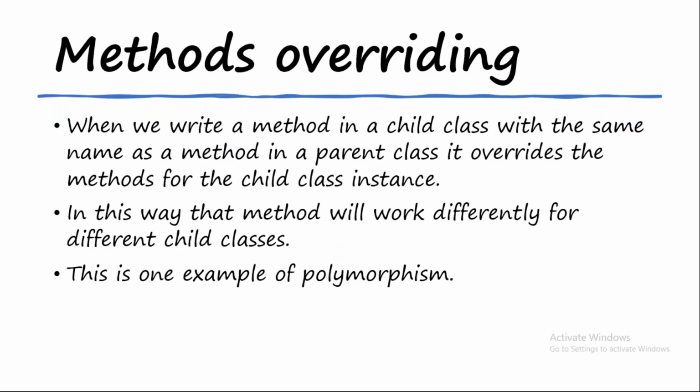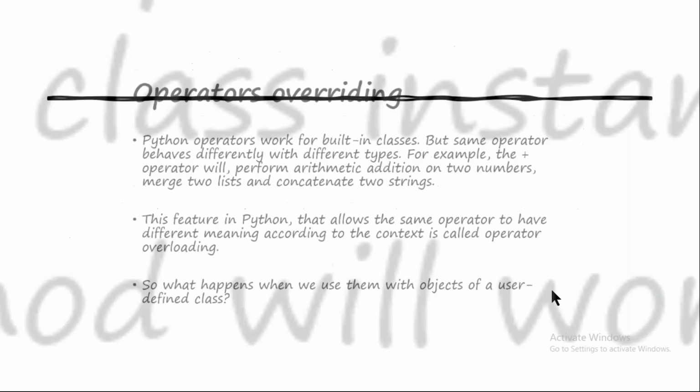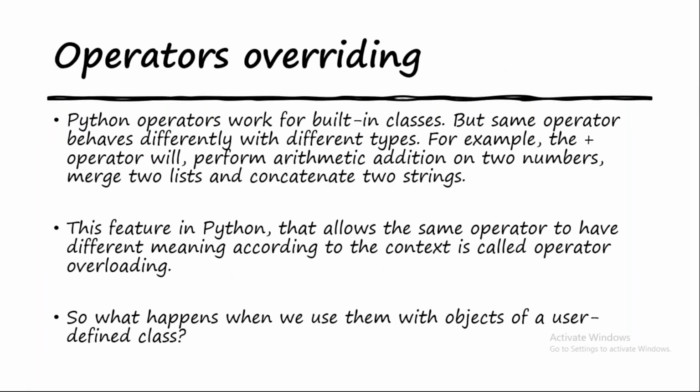Okay, so let's see. Method overriding is about when we write a method in a child class with the same name as the method in the parent class, then it overrides the method from the parent class for the child class instance. So in that way, the method will work differently for different classes. And this is also an example of polymorphism. And operator overriding we have seen before, right? Using operators.